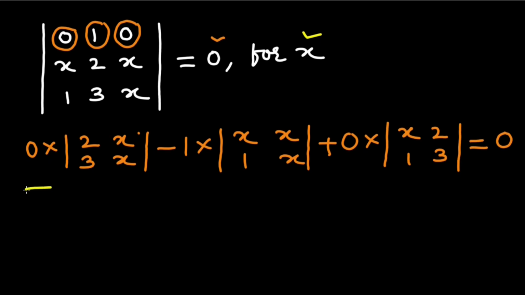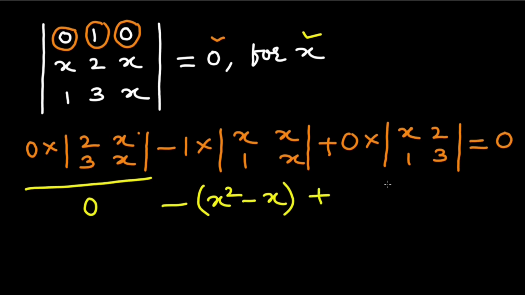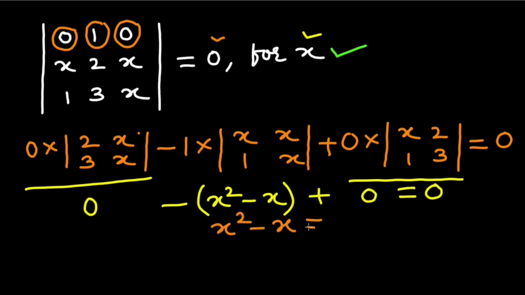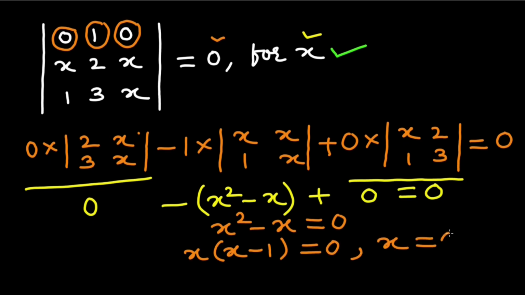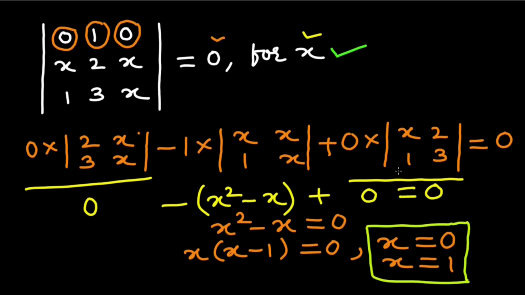Now 0 multiplied by this determinant will be 0, minus x squared minus x, plus 0 multiplied by the determinant will be 0, equals 0. That will be x squared minus x equals 0, or x multiplied by x minus 1 equals 0. So that gives us x equals 0 and x equals 1. So these are the two values of this x.